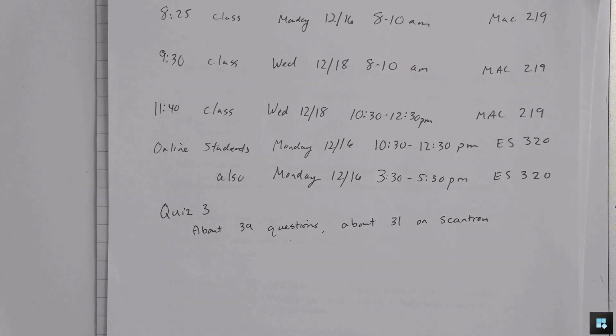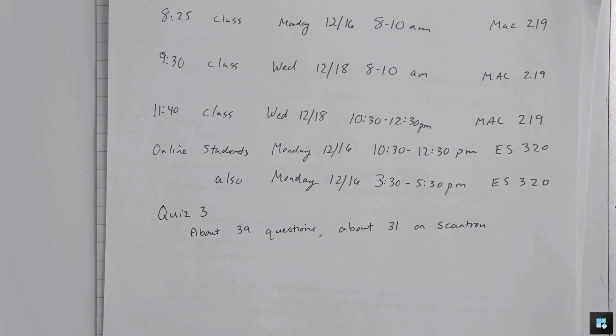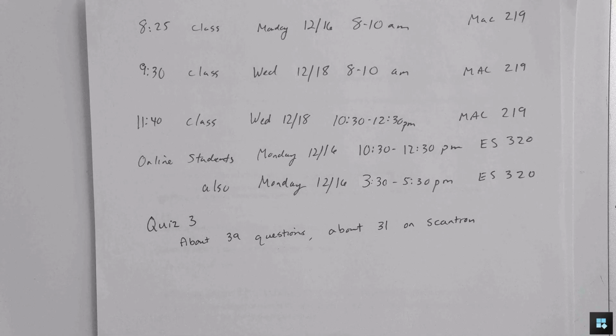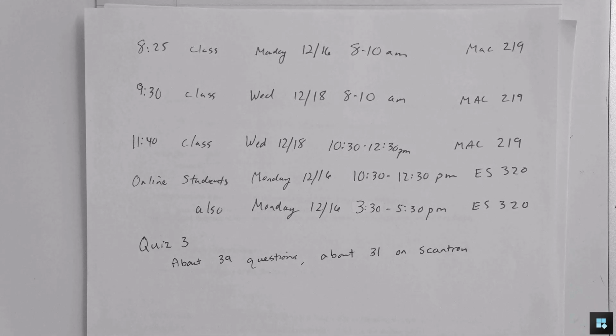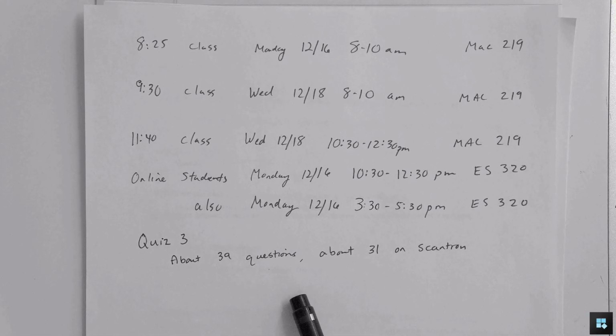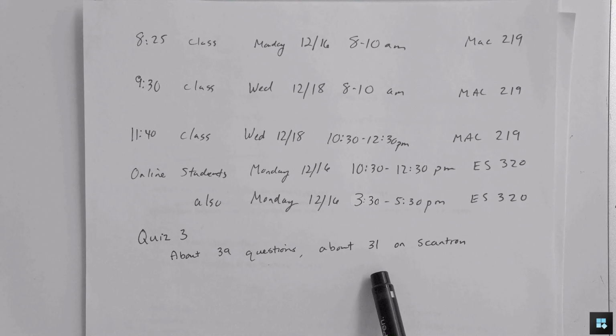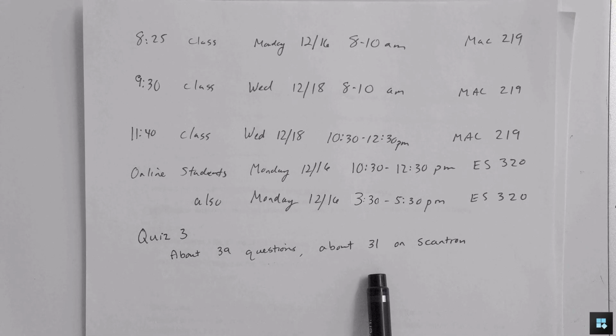We're going to be reviewing today for the quiz. The last quiz is not cumulative. It's similar to your other quizzes in that it just covers the material since the last quiz. There's about 39 questions. About 31 are on the Scantron, and the rest are short answer or longish answers.